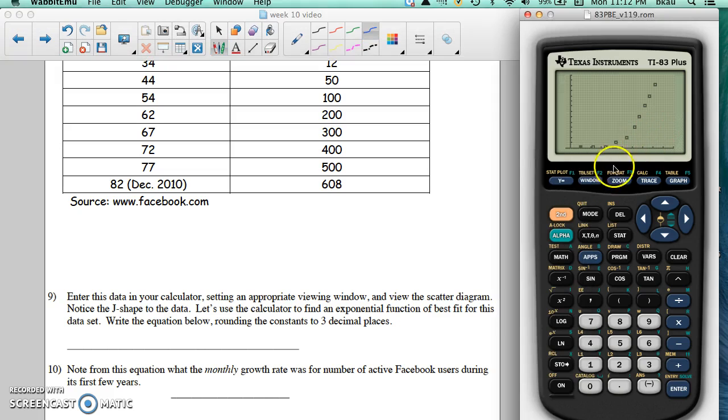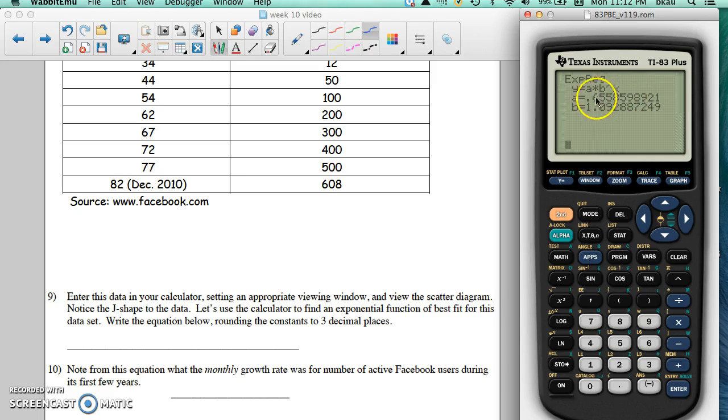Alright, so we're going to plug that in there. That would be under stat calculate. We're not going to use linear, so we'll go past that one. We don't think it's a quadratic or a cubic or a fourth power. It's still not linear. It's not a logarithm because it doesn't turn that way. We think it's exponential, so we're going to put that one in there. Enter twice, and it gives us a formula for exponential.